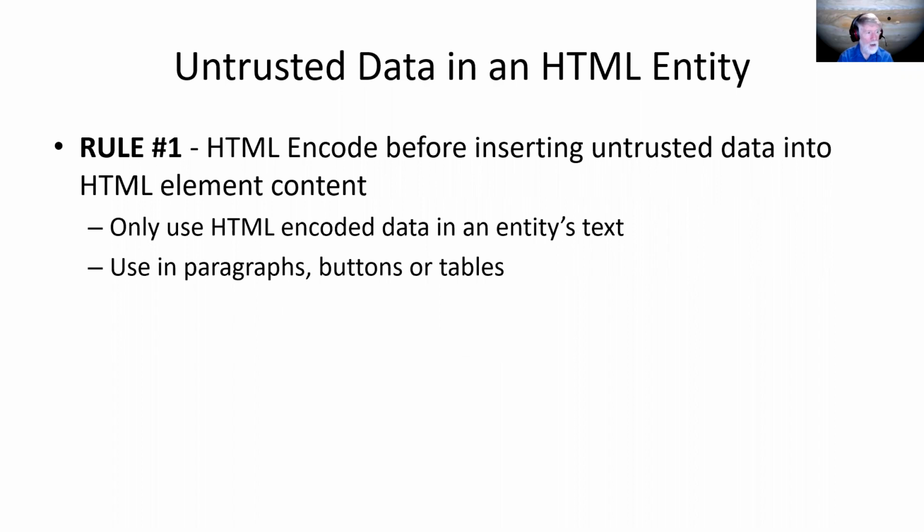Okay, rule number one, you can put it in an HTML entity, but you want to HTML encode the data first. In other words, if you just put it raw, like with the bracket, script bracket, that's going to cause some problems. But if you HTML encode it, then you can put it in as data, like in a paragraph or a table. We're not talking about putting it in attributes or events, just putting it as the inner HTML data for an element, like a paragraph or something. Then if you encode it, you can do it.